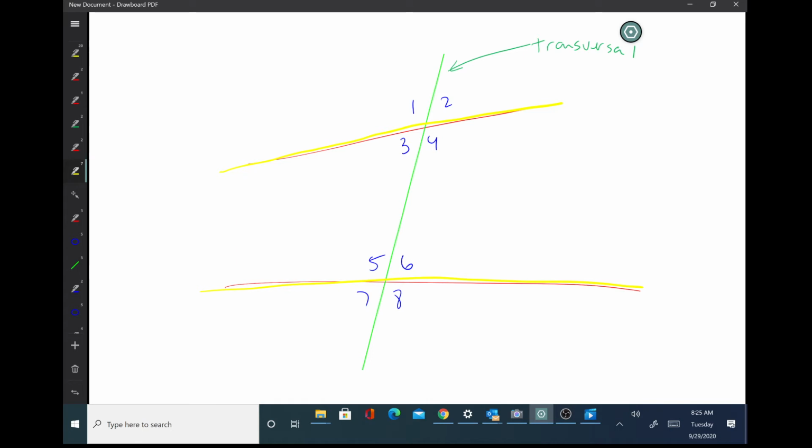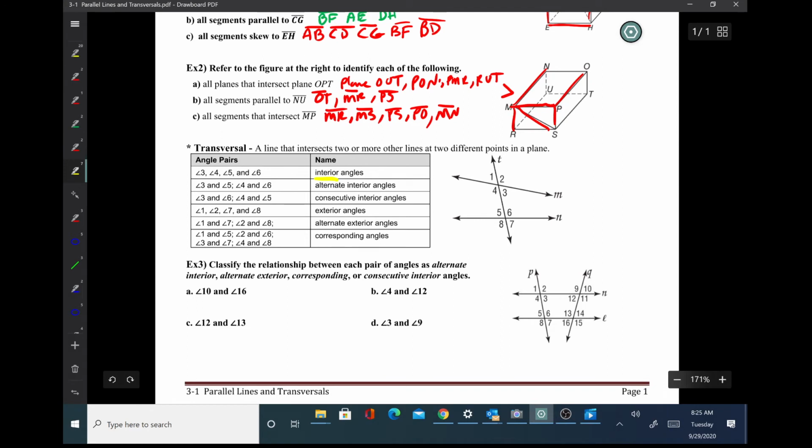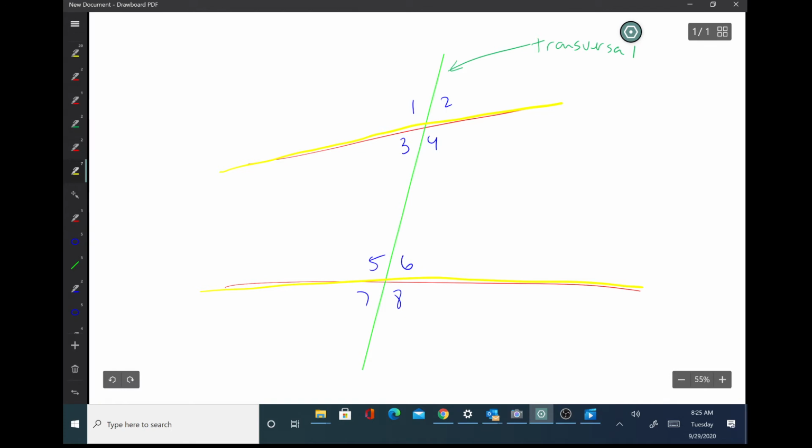All right. Now we have some other words we need to look at. All right, so we've got interior and exterior. Then we've got these words called alternating and consecutive, okay? Alternating and consecutive. So let's talk about those. All right, if I looked at angle 3 and angle 6, okay? Angle 3 and angle 6 are interior, right? And angle 3 and angle 5 are also interior, but they are different from each other. See how these are across each other? These two are across the transversal. 3 and 6 are across the transversal. All right?